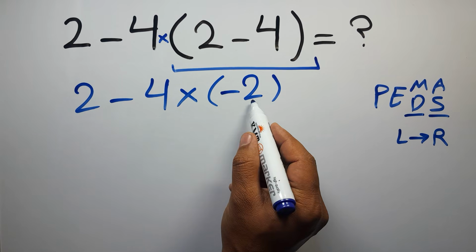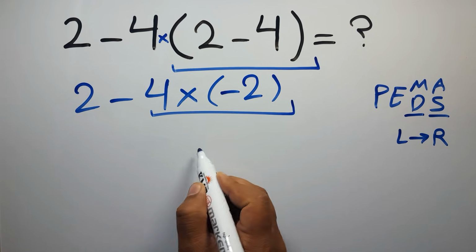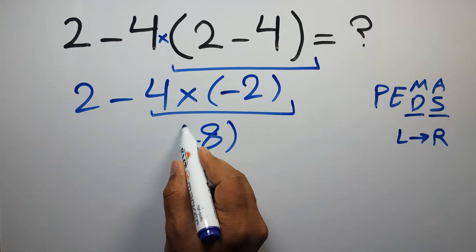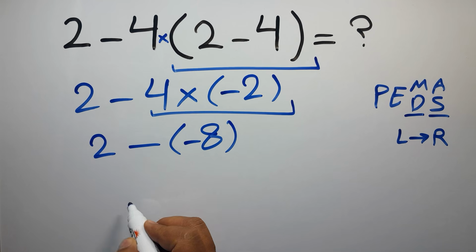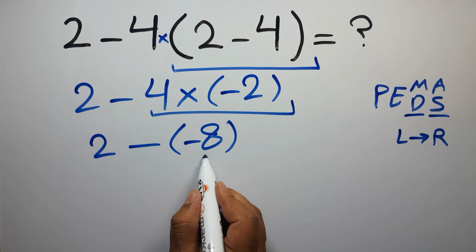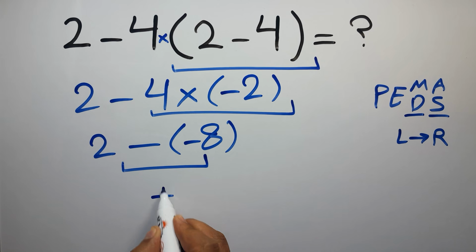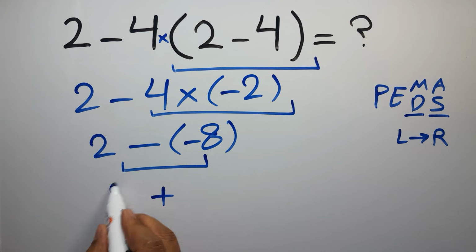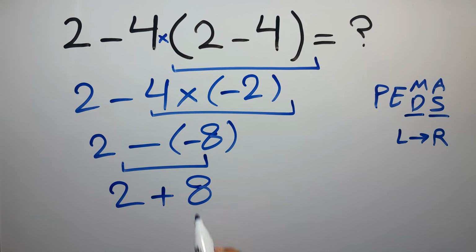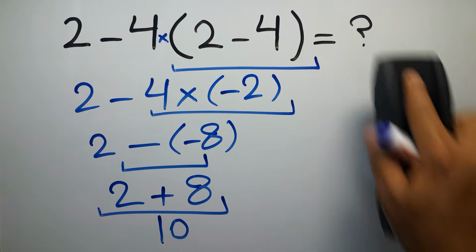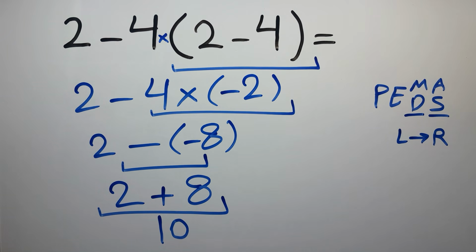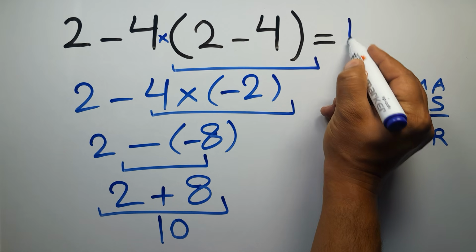4 times negative 2 gives us negative 8. So we have 2 minus negative 8. Negative times negative gives us positive. So 2 plus just 8. And this is equal to 10. And this is our final answer to this problem. The correct answer is 10.